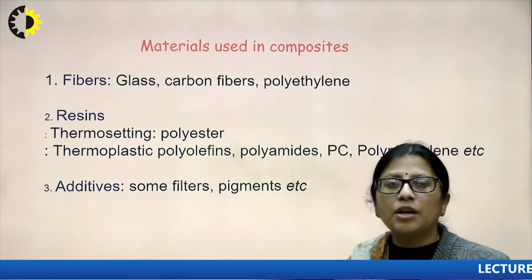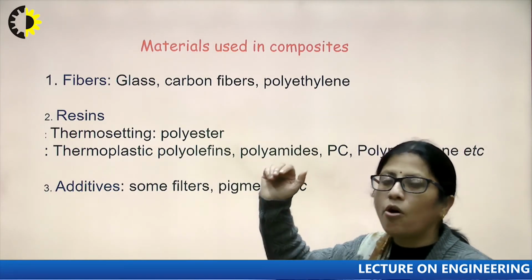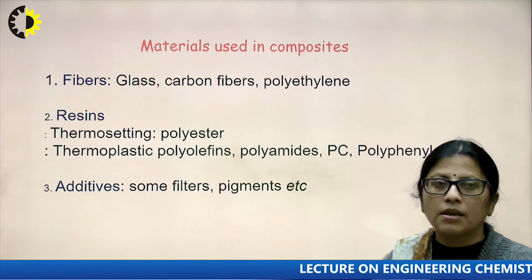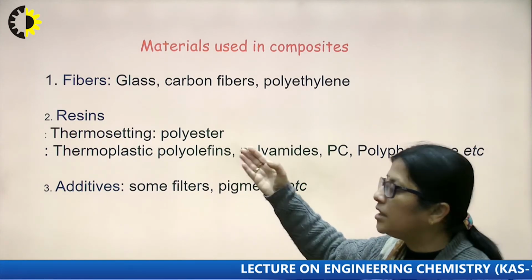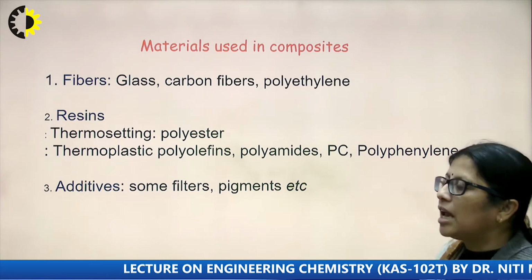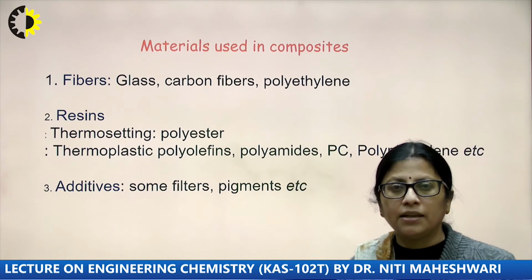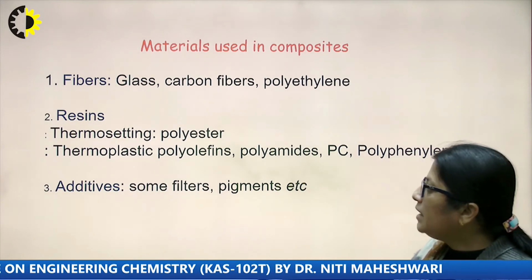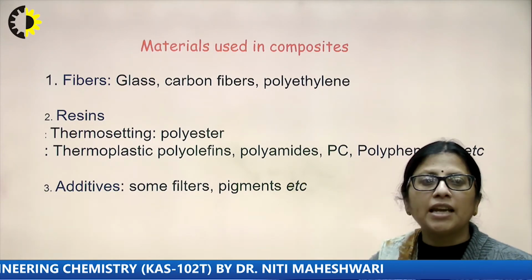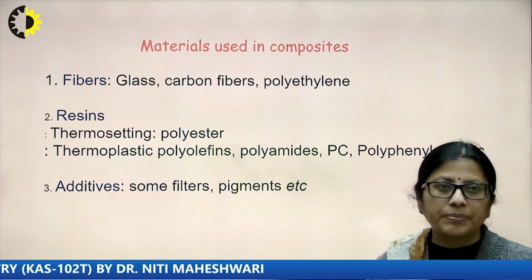The resins that we can use can be either thermosetting resins or thermoplastic resins. The thermosetting resins are the polyesters, and the thermoplastics can be polyolefins, polyamides, or polyphenylene. And there are certain additives which we can add, like some fillers or pigments.